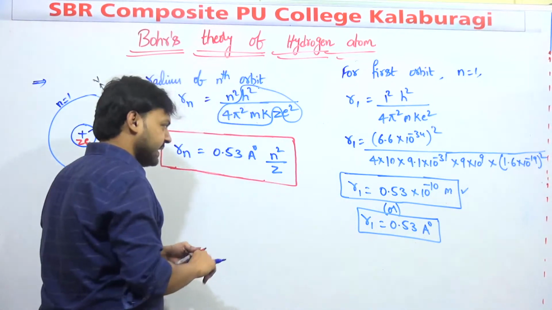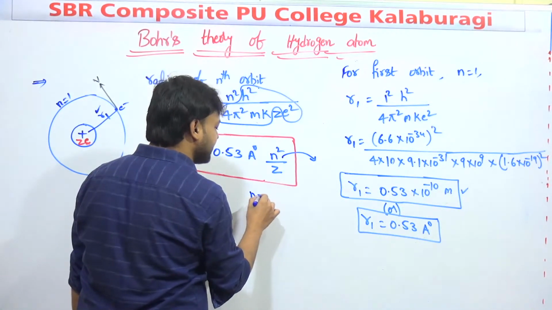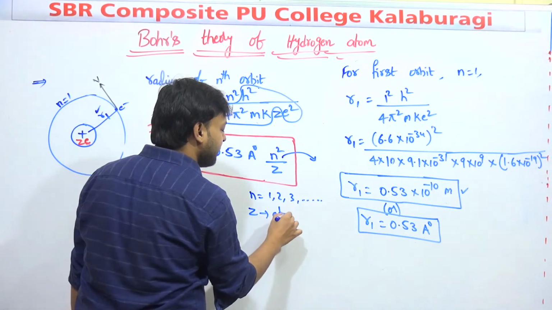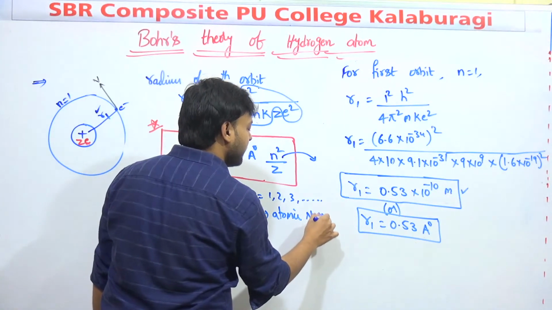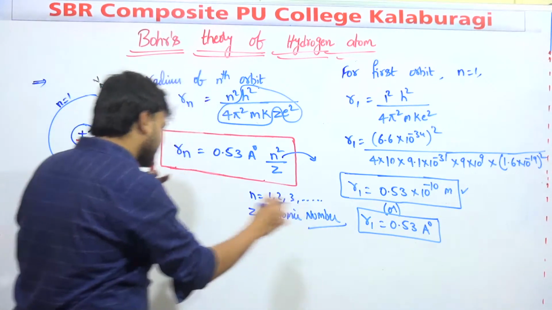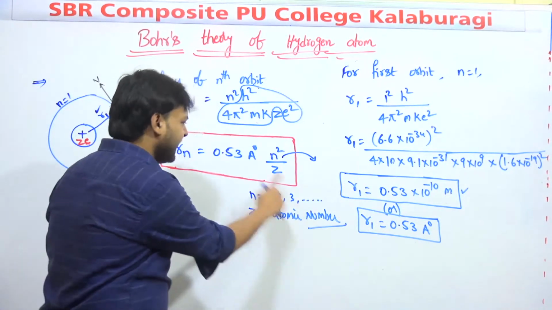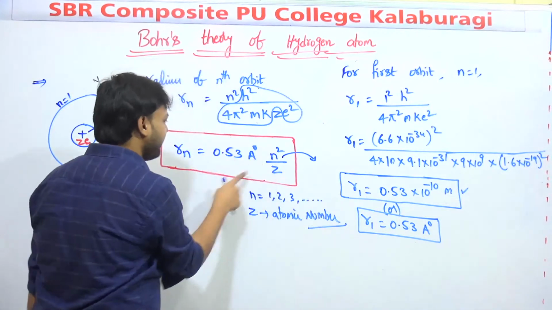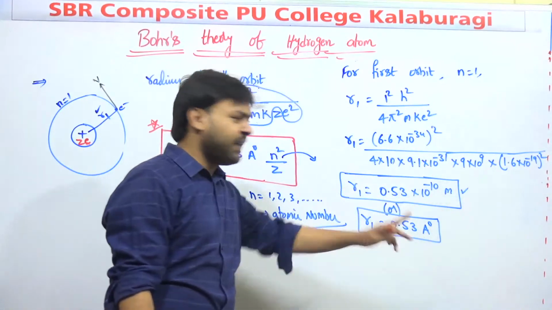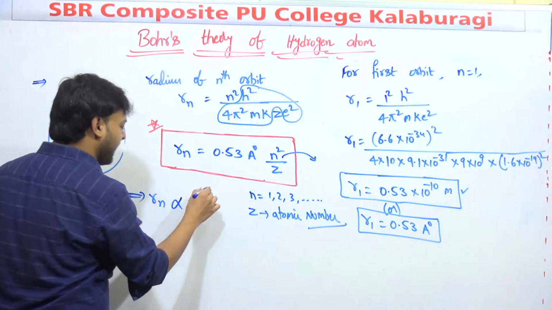Where n is the principal quantum number or orbit number, and z is the atomic number. Okay, so now try to understand the things. For the radius of the nth orbit or any orbit, z is constant, it depends on the atom, and 0.53 angstroms is also constant. So I can write Rn is directly proportional to n square.